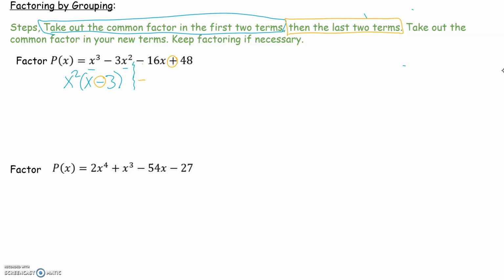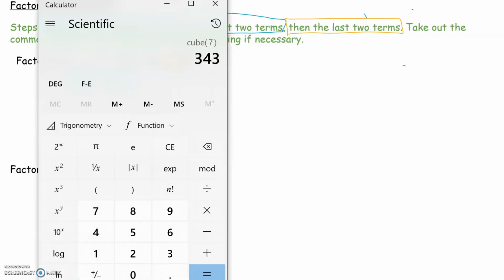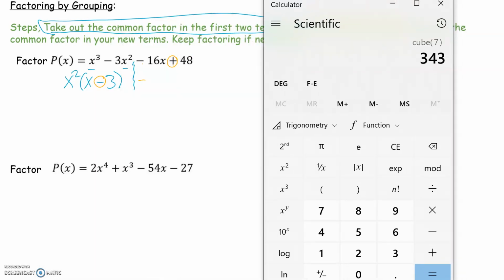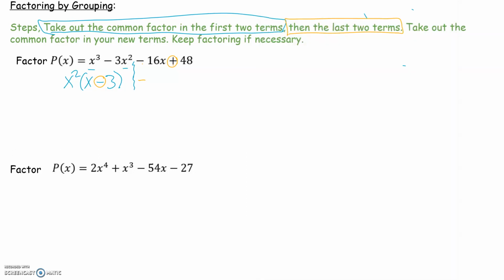All right, now 48, I already know 48 is divisible by 16, but I just want to show you. So 48 divided by 16, that gives me 3. So that is divisible. So we're going to go ahead and take a look. This is going to end up being 16 on the outside. Negative 16x divided by negative 16 is just going to give me x. Positive 48 divided by negative 16, that's just going to give me a negative 3.